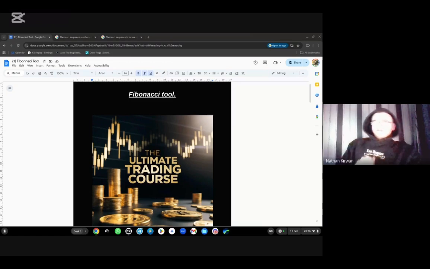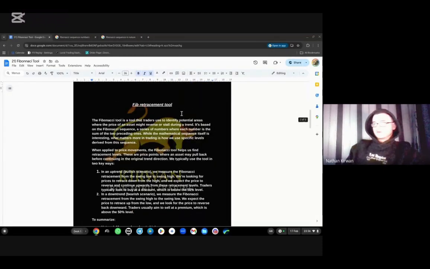Today we're looking at Fibonacci and equilibrium. They kind of work hand in hand. What the Fibonacci is, it is a sequence.